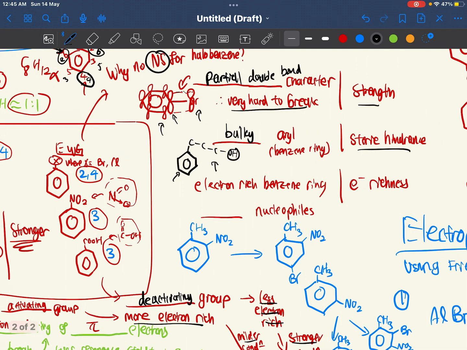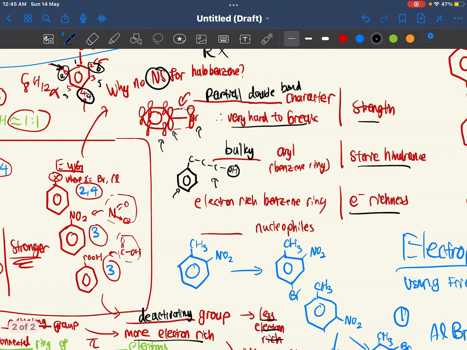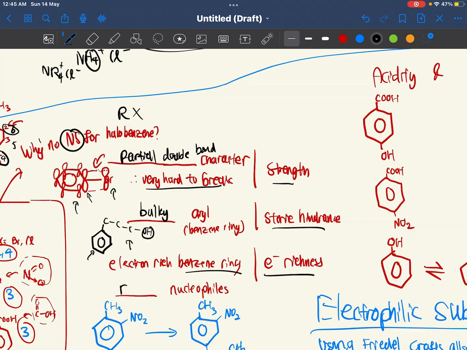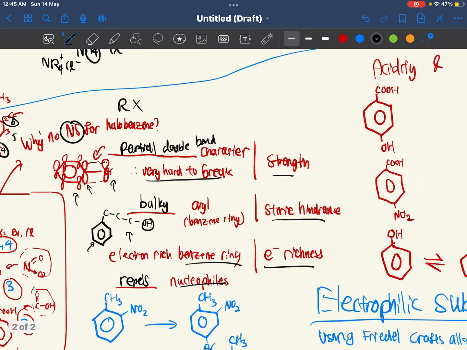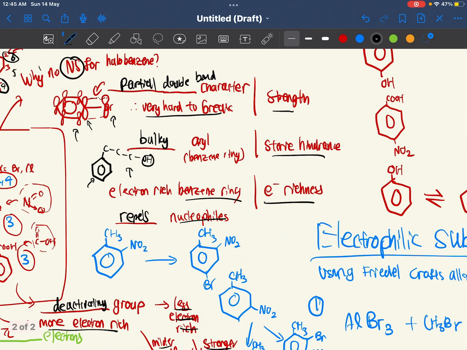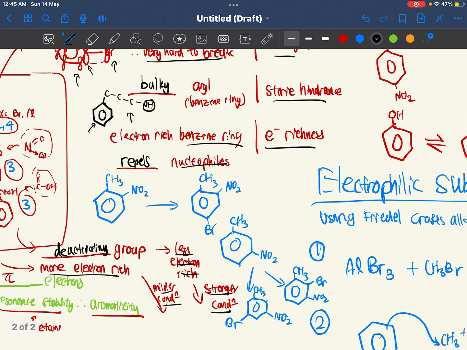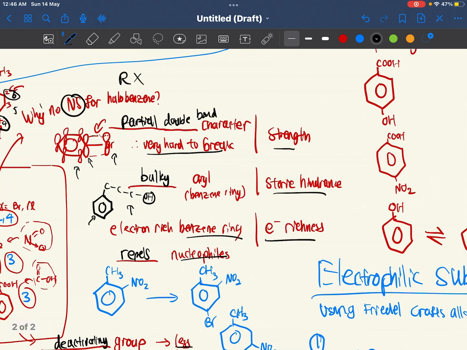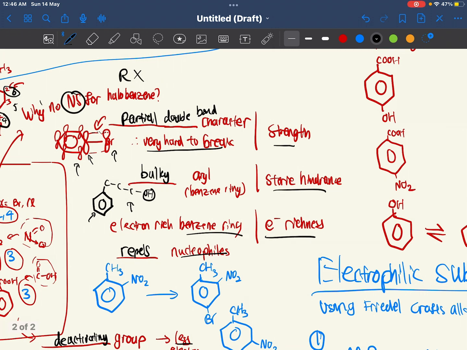So that's the solubility, and when we talk about the electron-rich benzene ring, the electron richness, the benzene ring is very electron-rich. So our nucleophiles, remember, they are bond pair electrons. So what happens is that our electron-rich benzene ring actually repels the nucleophiles. So that's why it doesn't undergo nucleophilic substitution.